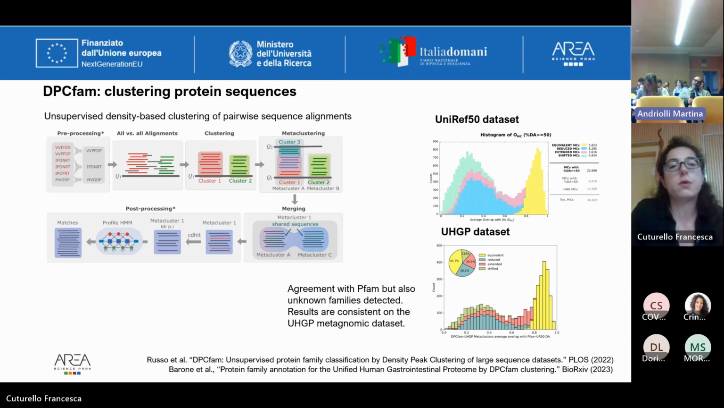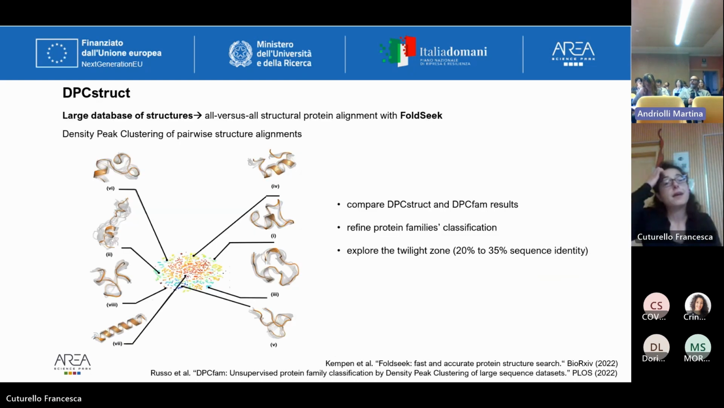So an ongoing project is the DPC tract. We want to take a very similar approach, using the density peak clustering developed at CISA to cluster pairwise, local structural alignments now. So exploiting two things. One is a relatively recent algorithm, which is FoldSeek for structure alignments, and the other one is exploiting a large database of structures.